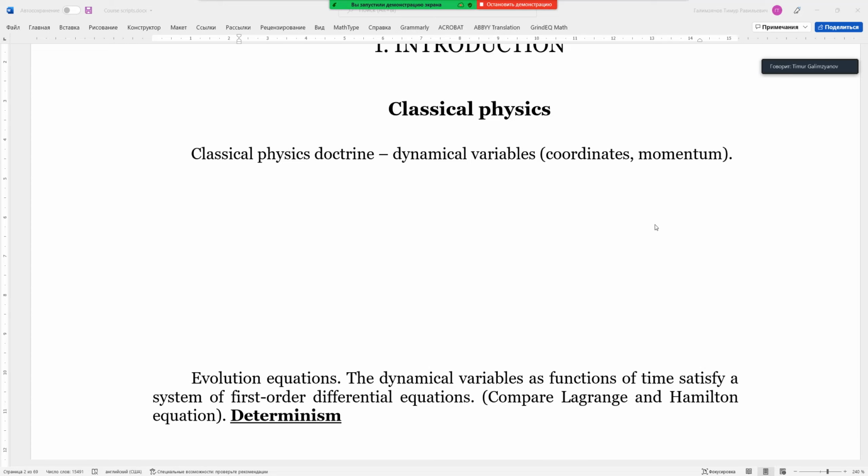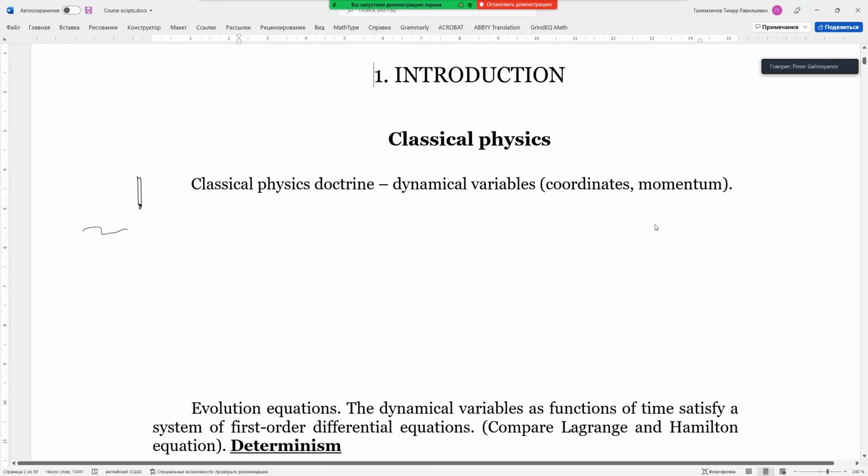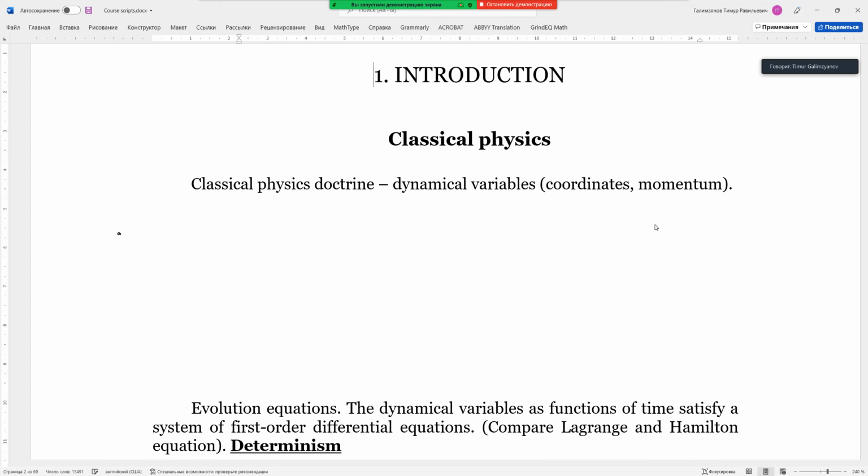Every object in classical physics is described by so-called dynamical variables. These variables are both coordinates and momentum of the particle. If you have some point-like particle, how could you describe this particle in classical physics? You say that it has some coordinates in some coordinate system, and it has some velocity vector, or you can say its projections of the velocity on some axis.